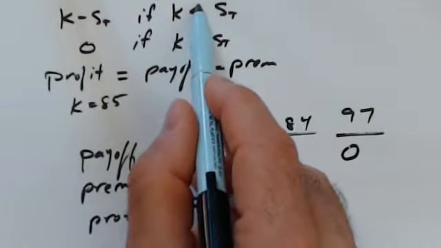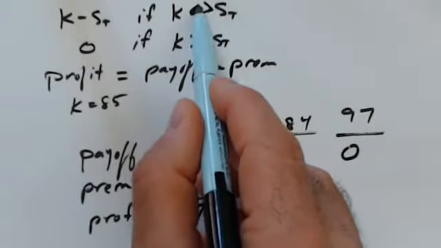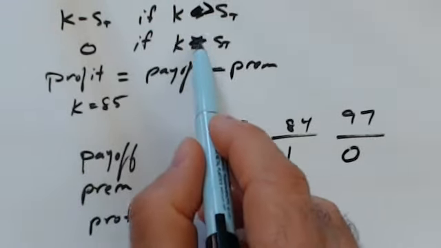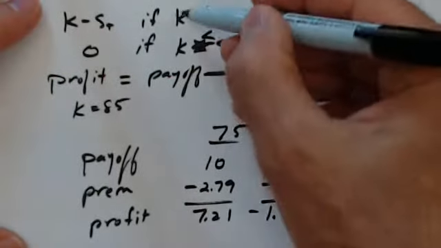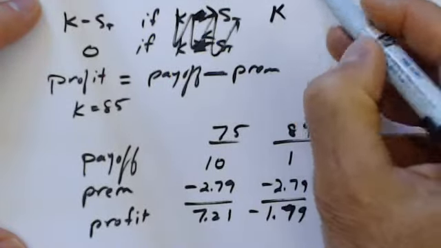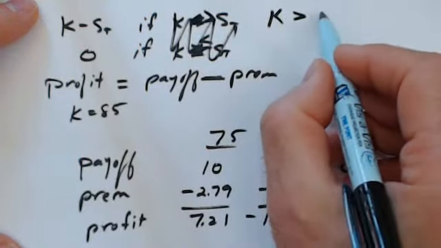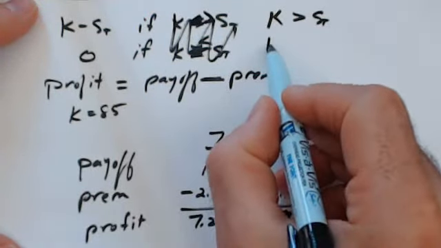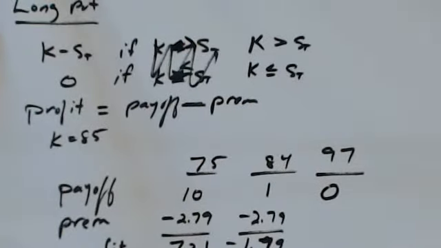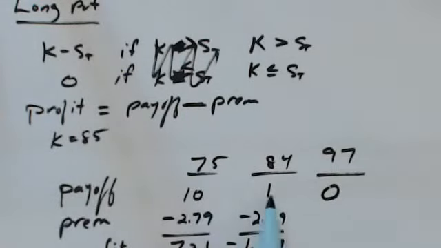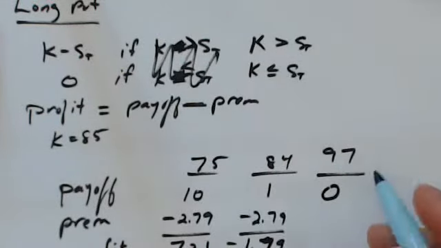I got this backwards. That's what's bugging me. Let me rewrite this. K is greater than the stock price at expiration, and K is less than or equal to the stock price at expiration. That's what I wanted to say. So I had this written backwards. These calculations are right. I had this backwards.